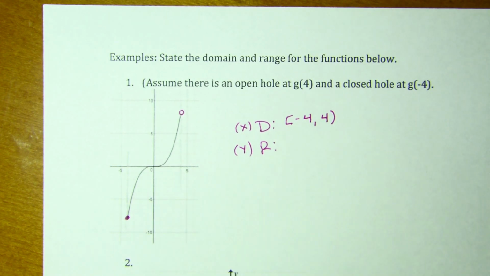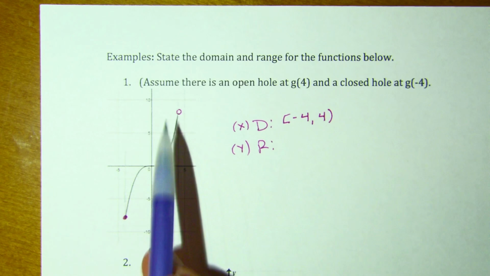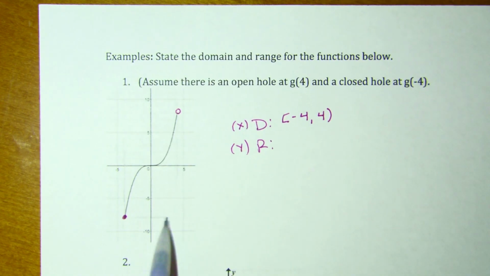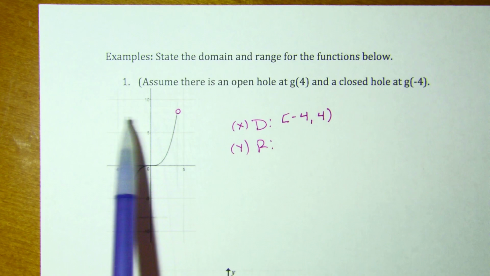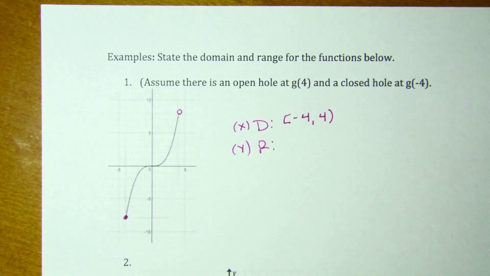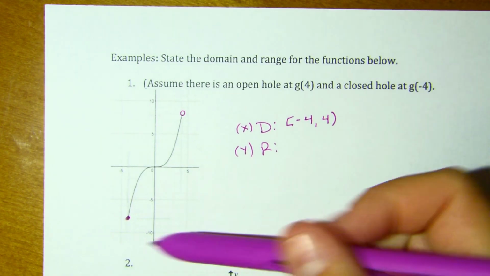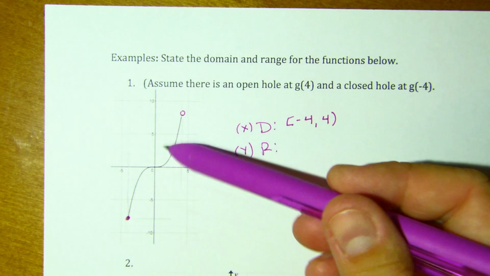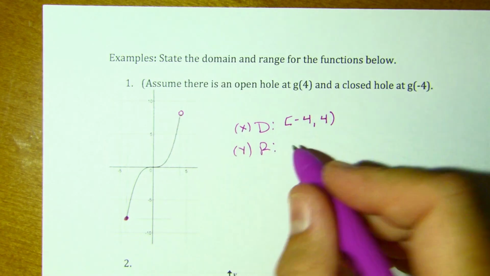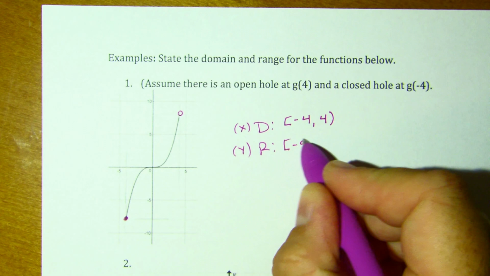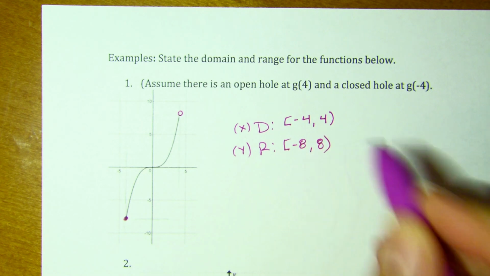My range is similar, but you're talking about the y-axis. So on the y-axis, this function goes from negative 8 to positive 8. And at negative 8 it has a closed dot, and at positive 8 it has an open dot. So a bracket on negative 8 and a parenthesis on positive 8.